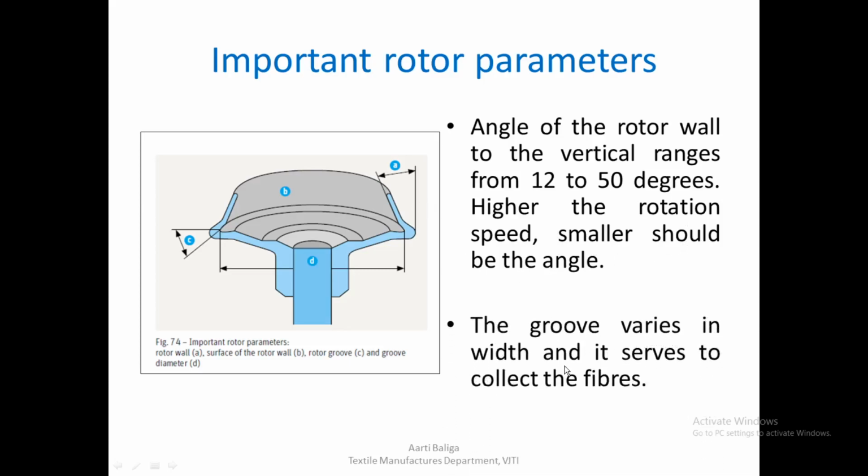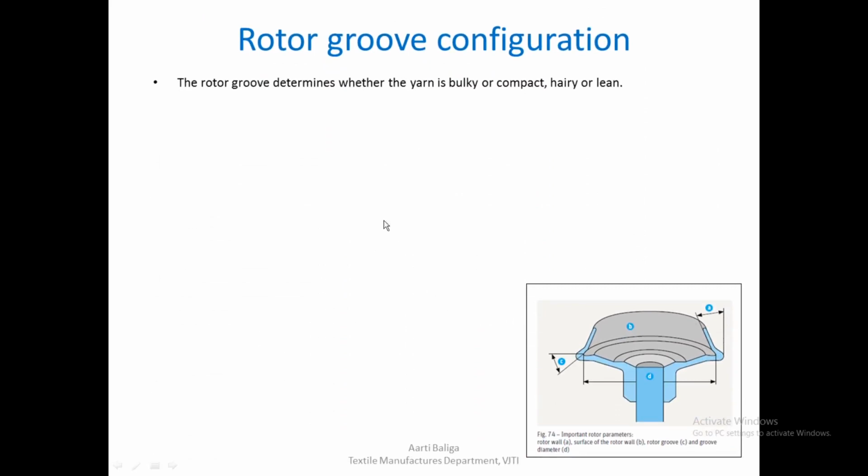The groove varies in width and it serves to collect the fibers. The groove that is shown here, that is C over here, also has an angle and a width, and it serves as the collecting device. This is the place where the fibers will get collected. The rotor groove determines whether the yarn is bulky or compact, hairy or lean. So depending on the groove, the shape of it and the angle that we give to the groove, that will decide what kind of yarn we are producing.